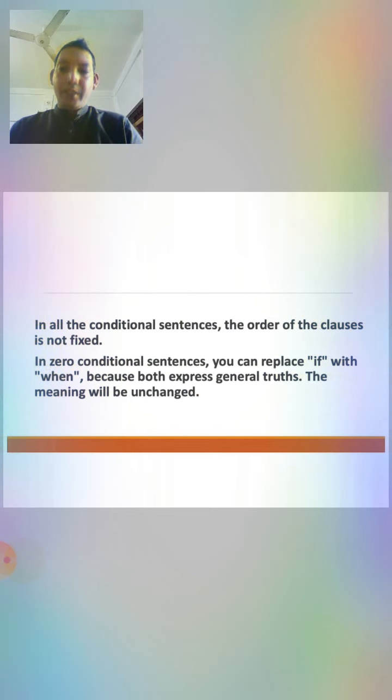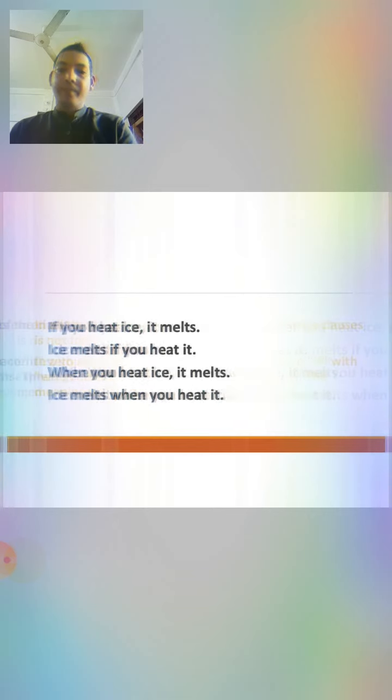In all conditional sentences, the order of the clauses is not fixed. In zero conditional sentences, you can replace if with when, because both express general truth. The meaning will be unchanged. Suppose we can see the example: if you heat ice, it melts. Ice melts if you heat it. When you heat ice, it melts. Ice melts when you heat it. So there is the variation, and I also replaced if with when.